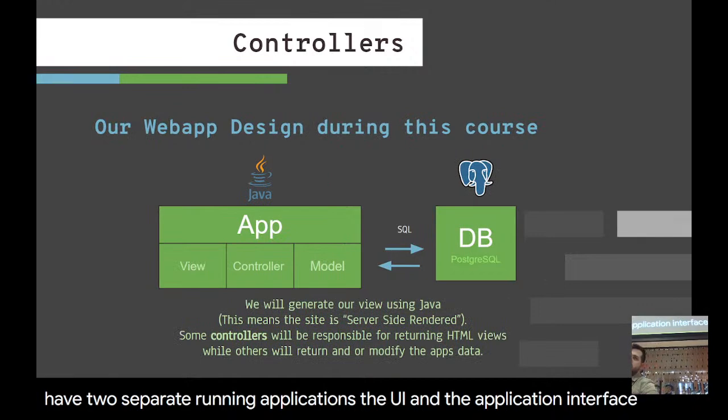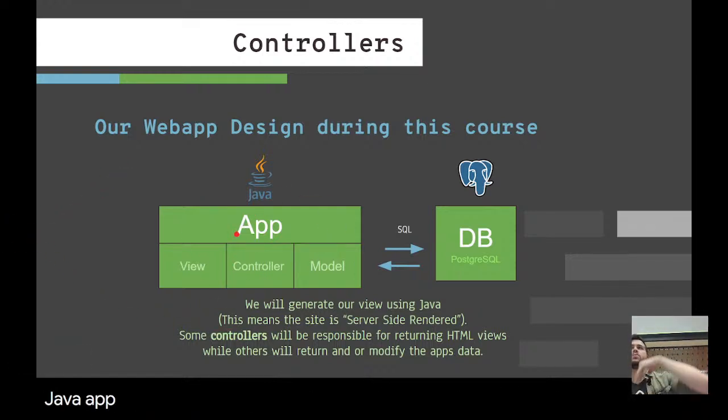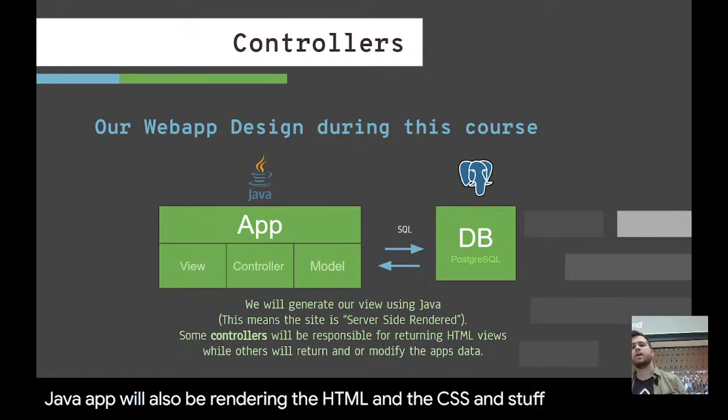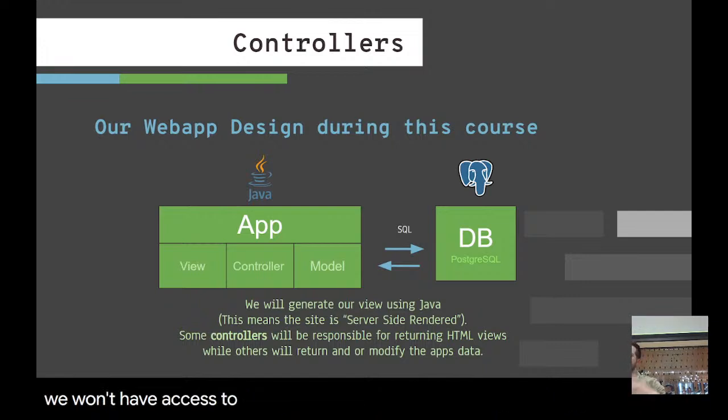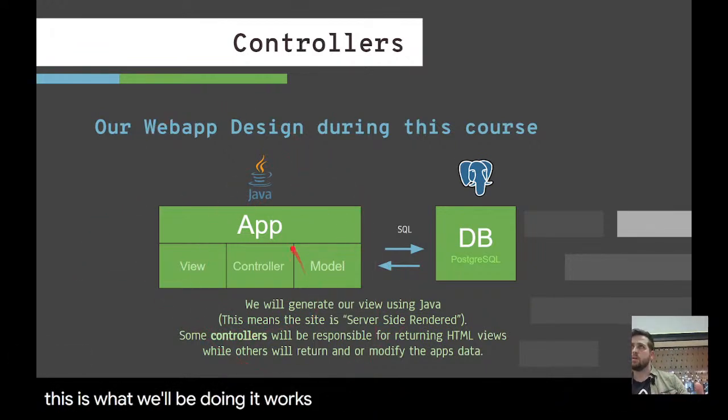How we will be doing it in this class is we will be building everything in one. So the Java app will also be rendering the HTML and the CSS and stuff. And so we won't have access to all the great features of Angular. We'll kind of be restricted to what we're able to do with Thymeleaf, which is something we'll be learning about later. And so the Java app will basically be doing everything. So this is what we'll be doing. It works great. It's really good for getting something up and running within a constrained amount of time.